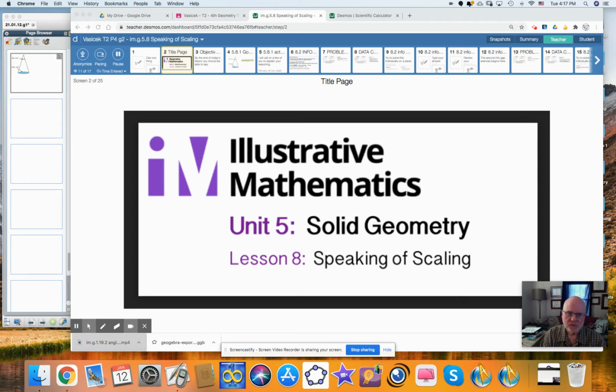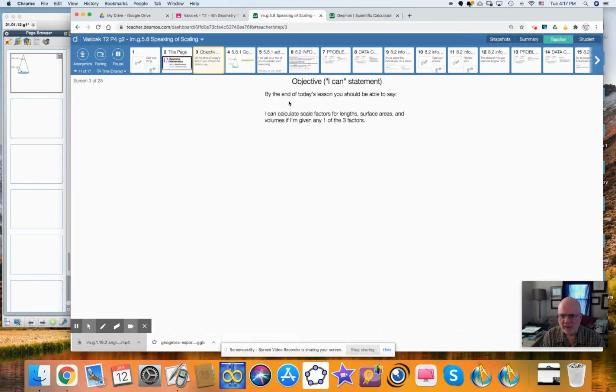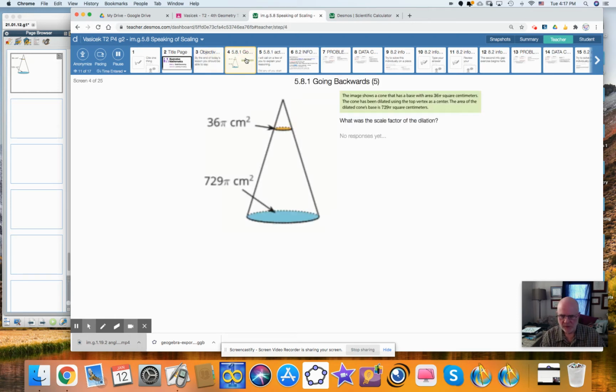And to do this, I'm going to look at the objectives today. By the end of the lesson, you should be able to say, I can calculate scale factors for lengths, surface areas, and volumes if I'm given any one of the three factors. And we start off with the bell work, which is this question. This cone in the orange has been dilated to get to this larger one. And what is the scale factor of the dilation?